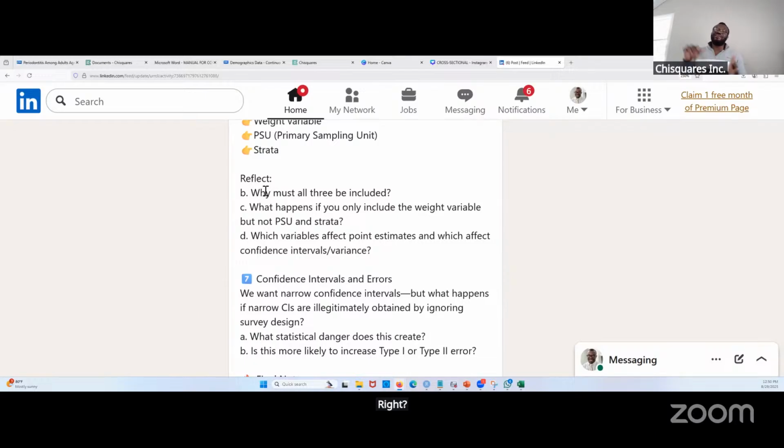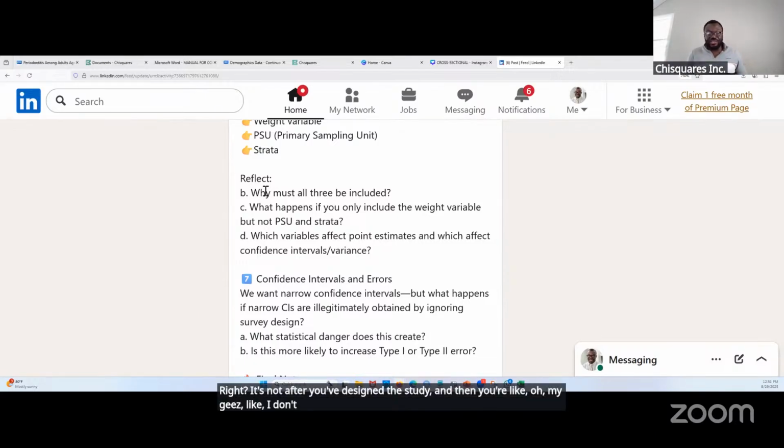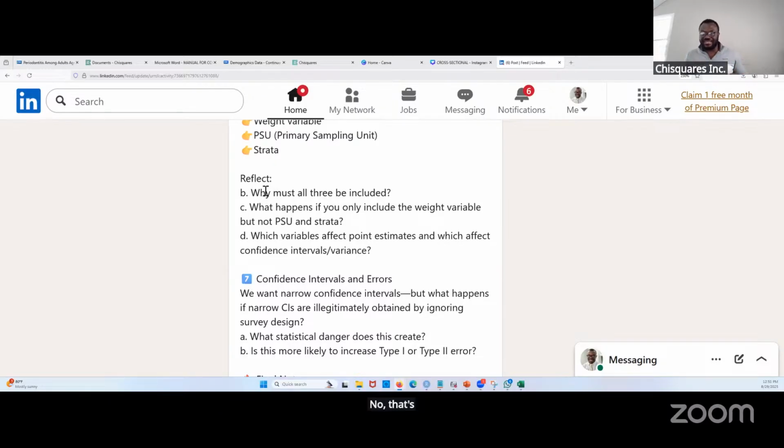It's not after you design the study and then you're like, oh my geez, I don't have enough people. No, that's medicine after death. This is why we always emphasize study design.